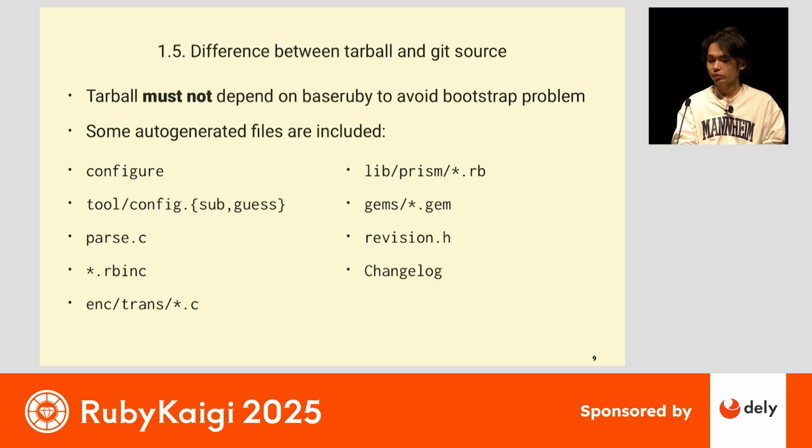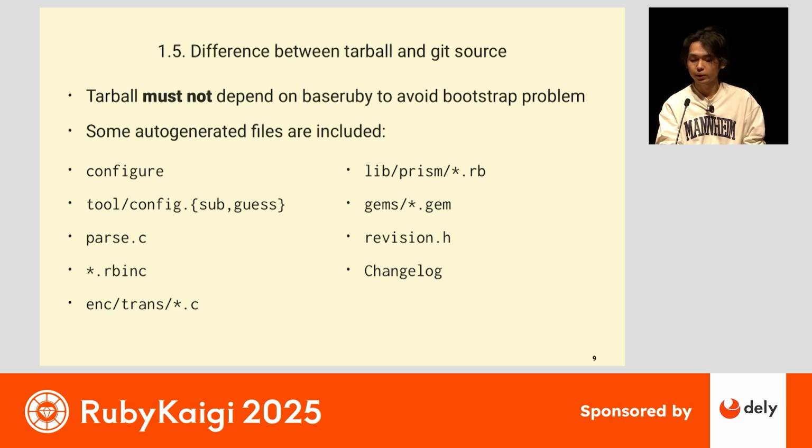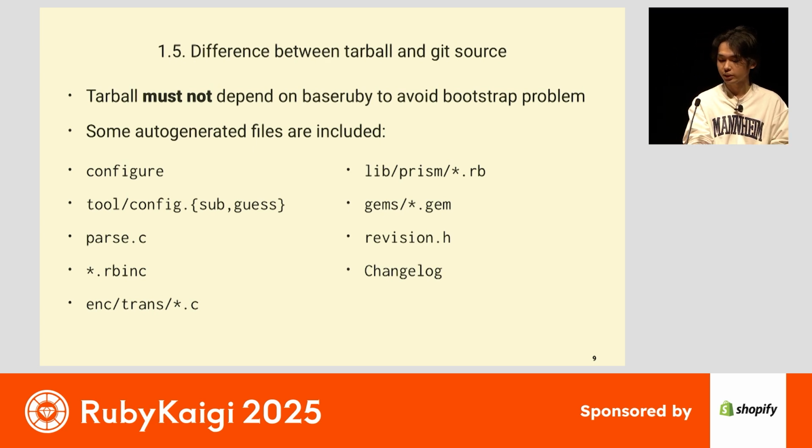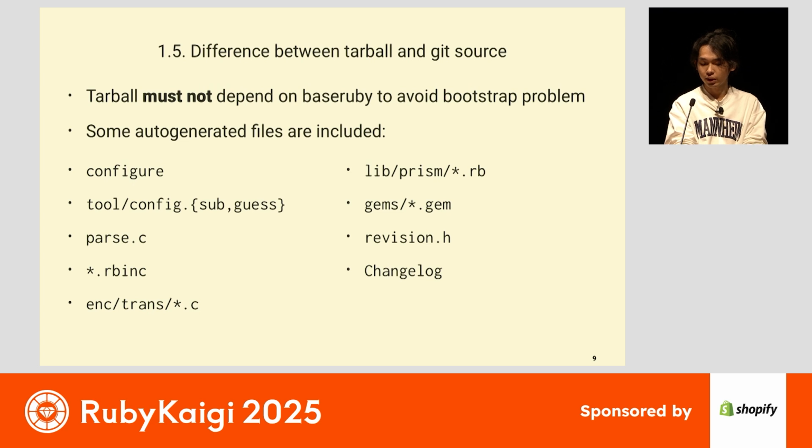So what's the difference between building from a tarball and from Git source? While the build commands look pretty similar, there is actually a crucial difference in how we handle code generation. The tarball must be completely self-contained, and it cannot depend on having Ruby installed. This is because of what we call the bootstrap problem. How do you build Ruby when you don't have Ruby? To solve this, we pre-generate all the files that would normally require Ruby to generate, and include them in the tarball. These files include things like generated C files for the parser, precompiled rbinc files, and so on.